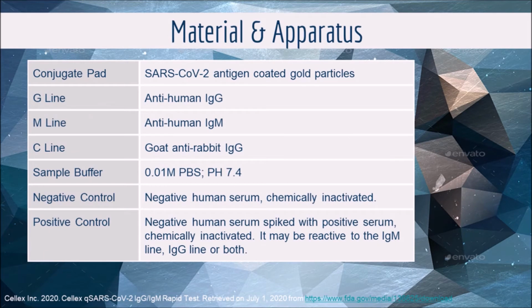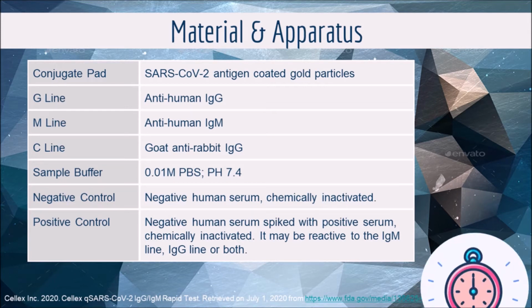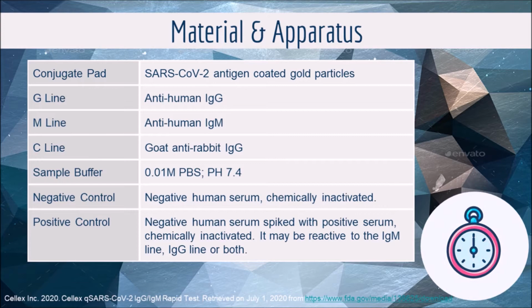And now we need a conjugate pad for the SARS-CoV-2 antigen-coated gold particles, and we need a G line and M line. We will use the anti-human IgG and IgM. For the C line, we will use the gold anti-rabbit IgG, and we need a sample buffer. We need negative control for the negative human serum, and we need a positive control using the negative human serum spiked with positive serum. And we need a timer.